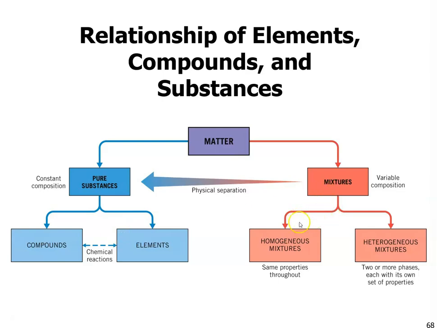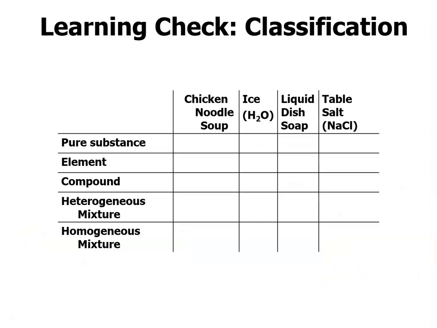So there are two different types of mixtures, homogeneous and heterogeneous, that have different properties. The homogeneous is the same throughout. With heterogeneous, you can have two different layers or phases, or you can see bits of different chemicals within it. This should be a fairly simple activity for you. Just take this chart and fill out which of these categories the chicken soup, ice, liquid soap, or table salt would fall into. Just put a check mark in those spots and upload that answer.